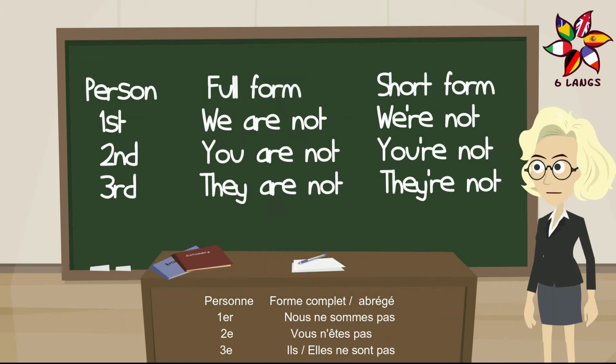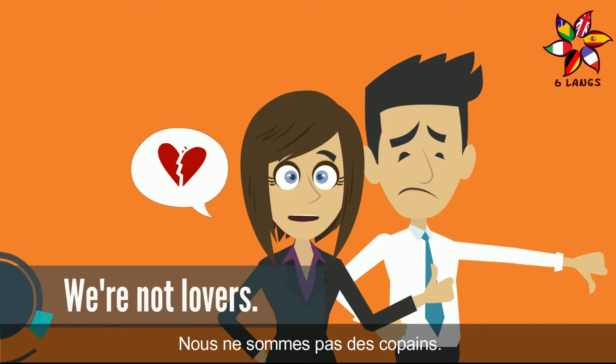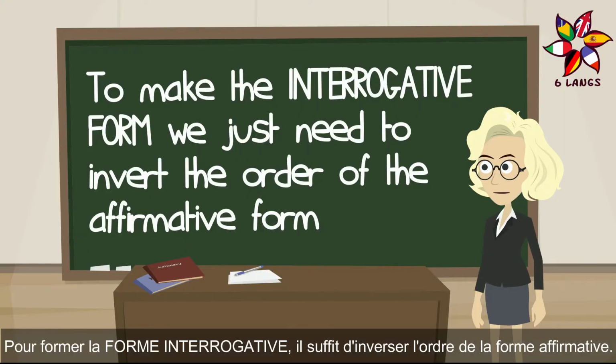First person, full form, we are not, short form, we're not. Second person, full form, you are not, short form, you're not. Third person, full form, they are not, short form, they're not. We're not lovers. To make the interrogative form, we just need to invert the order of the affirmative form.